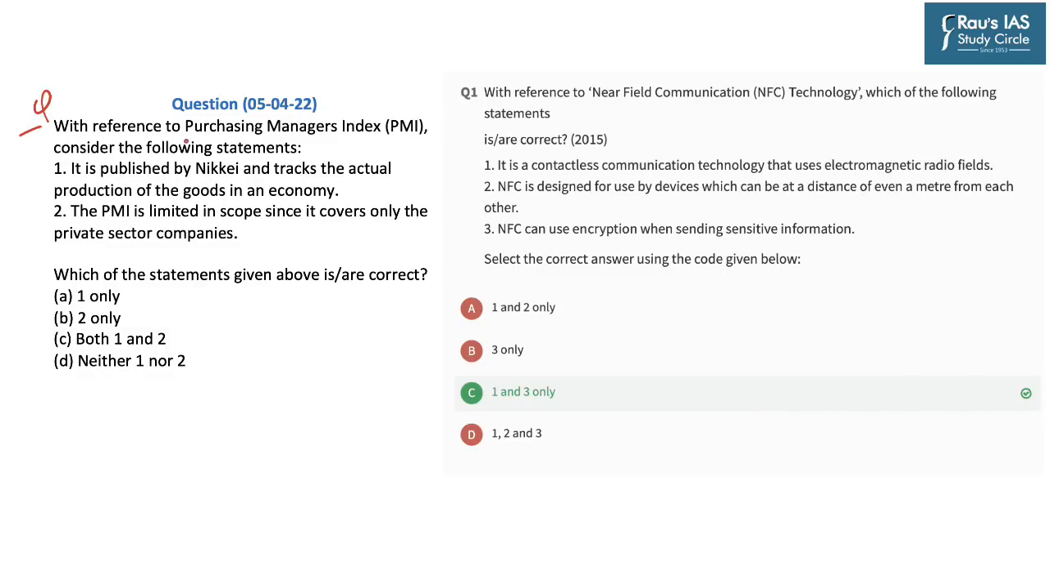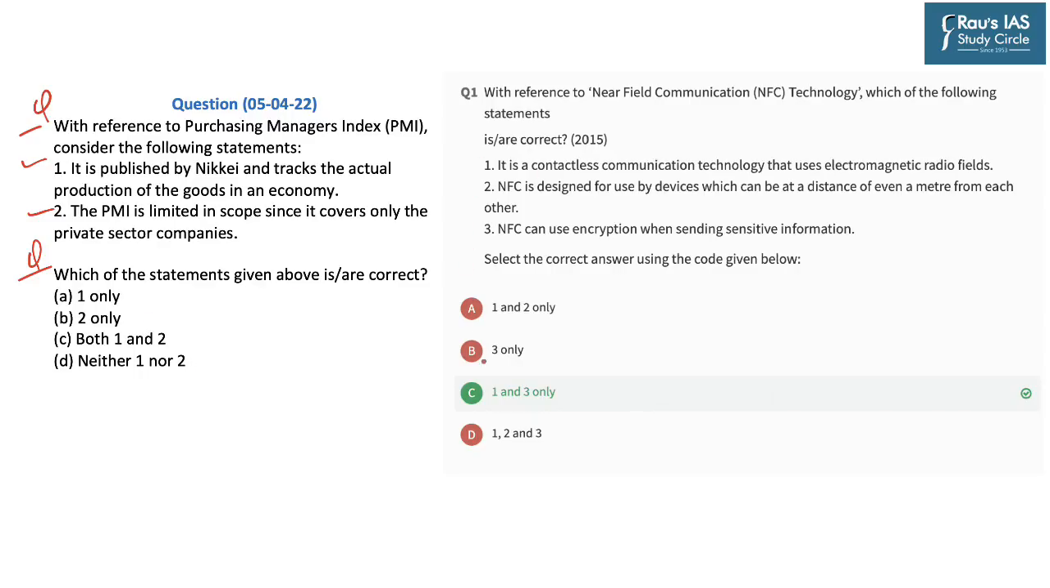So the question for the day is with reference to Purchasing Managers Index, consider the following statements. First, it is published by Nikkei and tracks the actual production of the goods in the economy. Second, the PMI is limited in scope since it covers only the private sector companies. Question is, which of the statements given above are correct? Options are A, 1 only, B, 2 only, C, both 1 and 2, and D, neither 1 nor 2.